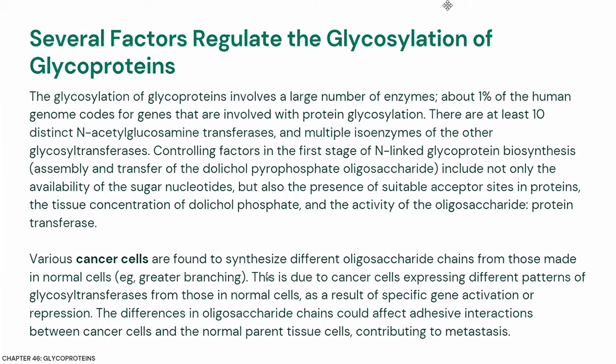Now, cancer cells form a different pattern of glycosyl transferase from those in normal cells. As a result, specific gene activation or repression now occurs. The differences in oligosaccharide chains could affect adhesive interactions between cancer cells and normal parent cells, contributing to metastasis.